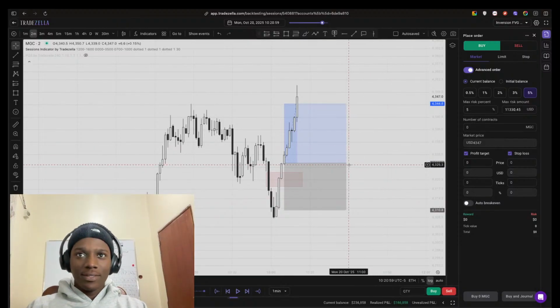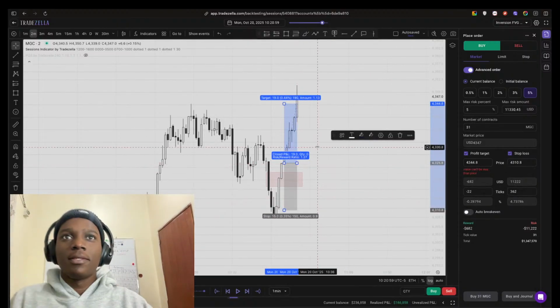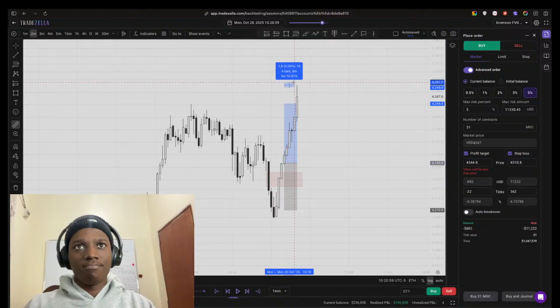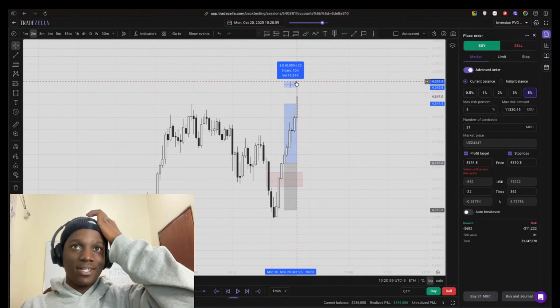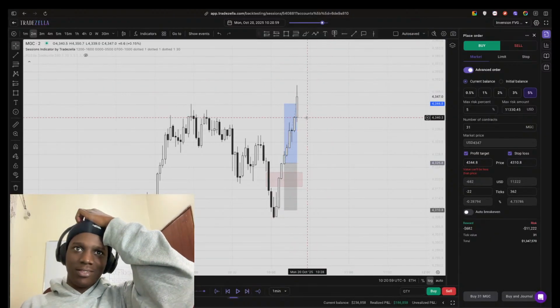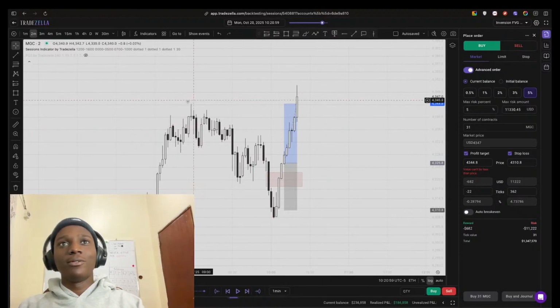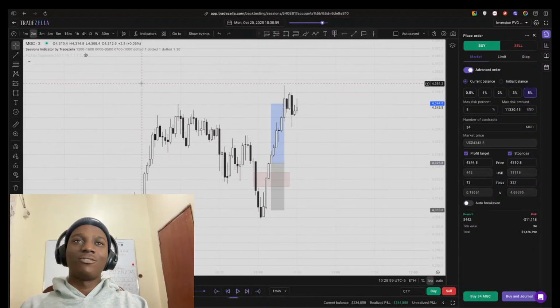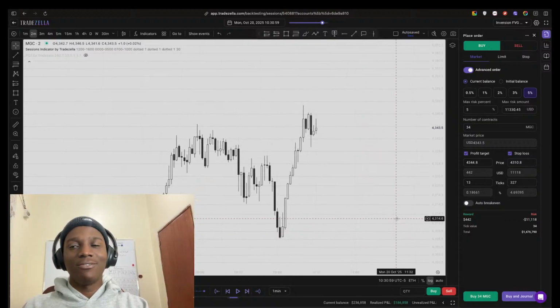Okay, so we are still displacing higher. I mean, this was around 10 minutes of price action, and we got a very clean, beautiful win. So it doesn't have to be hard, to be honest. It doesn't have to be hard.